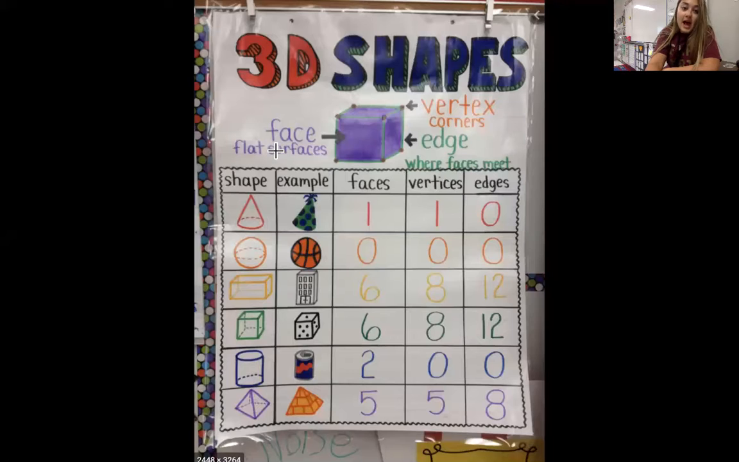3D shapes have faces, like what this is pointing to here. It's a flat surface. A vertex, like the vertices or the corners, and edges, which are where the faces meet or the vertices come together. So we have many different 3D shapes. Here you can see the different types of shapes and examples of where you might see them in real life.